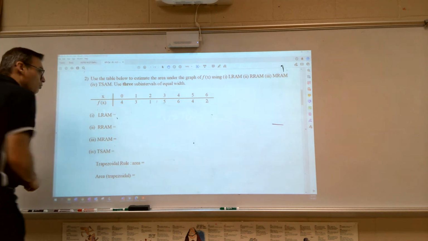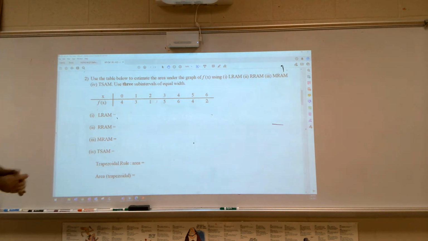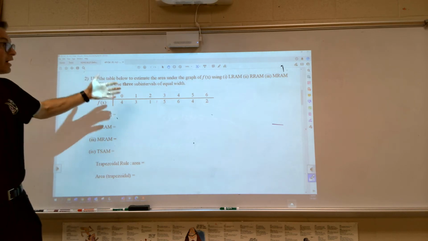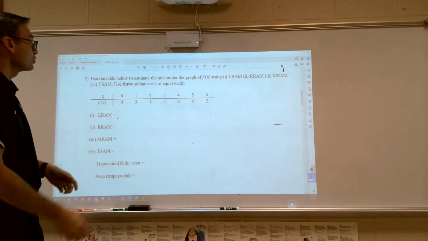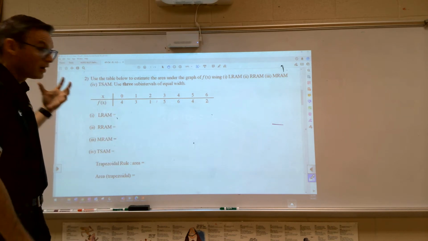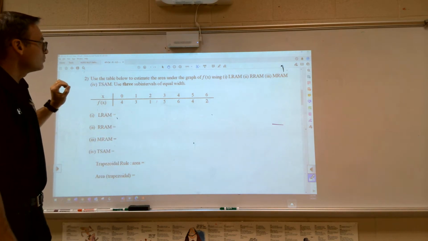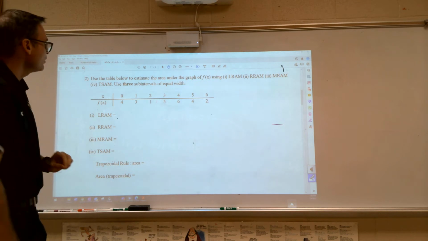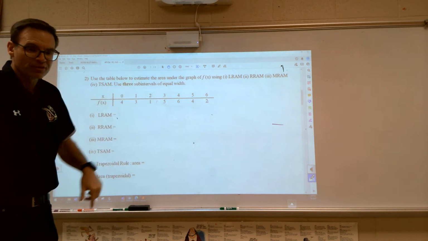All right, so I'm going to give credit to Dr. Shi because I'm using his notes. And what we're going to do is estimate the area under a curve given this particular chart. The tricky part here is that it says use 3 subintervals.